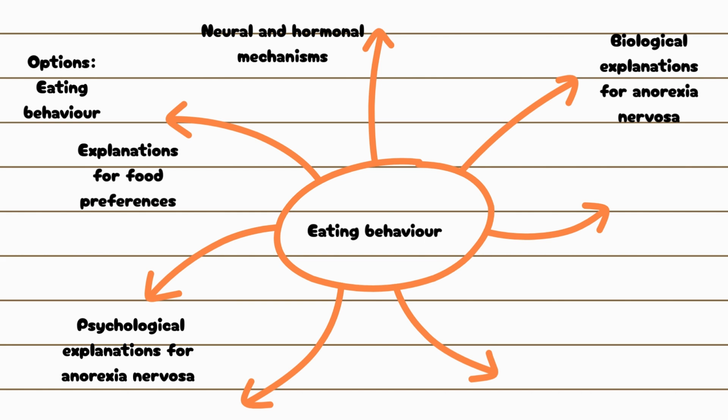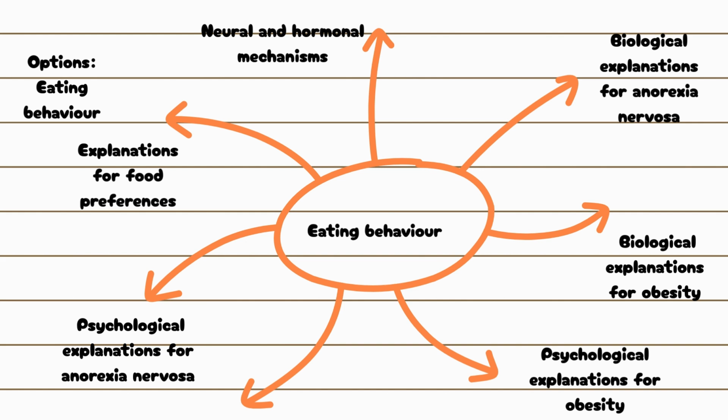social learning theory including modeling, reinforcement and media, a cognitive theory including distortions and irrational beliefs, biological explanations for obesity including genetic and neural explanations, psychological explanations for obesity including restraint theory, disinhibition and the boundary model, and the explanations for the success and failure of dieting.